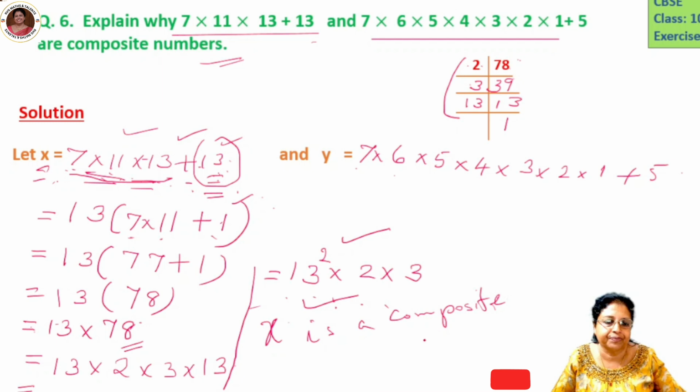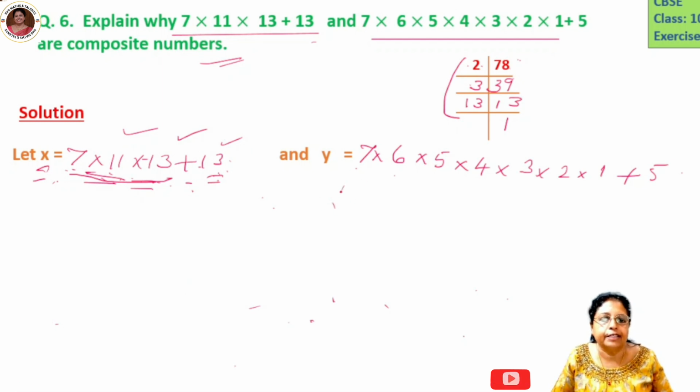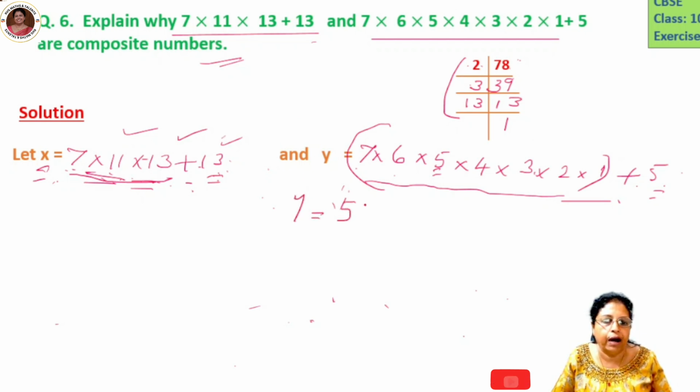Okay. Then let us take this y. What is y? y equal to 7 times 6 times 5 times 4 times 3 times 2 times 1 plus 5. So here also you can see there are two terms. This is one term and this is another term. Then you can see 5 is common in these terms. So you can take this 5 outside. So you can say y equal to, you can take 5 outside.